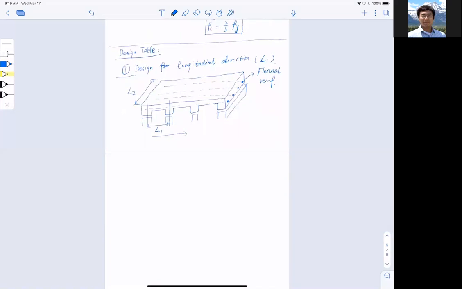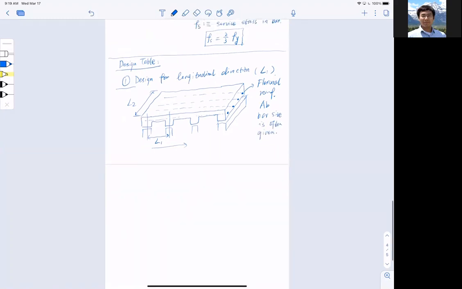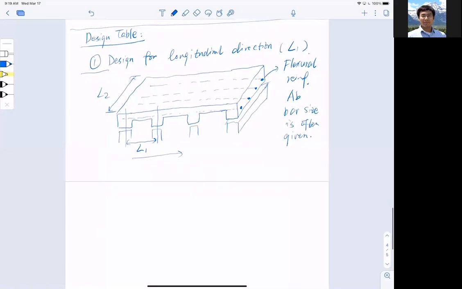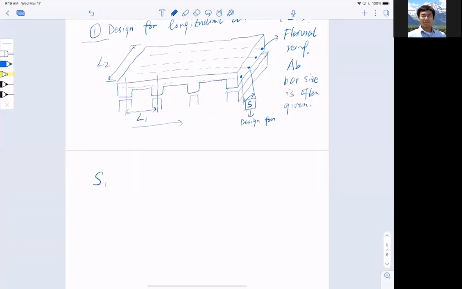Okay, for this, right? And we said, usually the bar size is normally given, and forgive my chicken claw writing on this iPad, but usually AB is given. All we are asking you to find out is the spacing between them. This is what we're designing for. So in this scenario, I'm going to call it S1, with 1 representing flexure, meaning spacing in this direction.